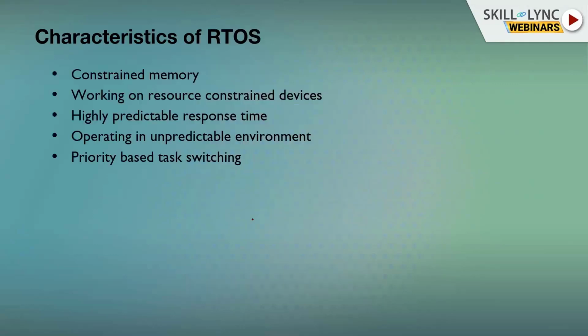Next, what are the characteristics of a real-time operating system? As I already mentioned, it is going to operate on constrained memory, so it is going to have very little memory. It is going to operate on a minimal power device, sometimes on batteries. And second, it's working on a resource constrained device. Again, this comes in addition to the first point. I will have only 2 MB of memory available, sometimes even KBs of memory, 16 KB, 32 KB, but still my real-time operating system has to run there.